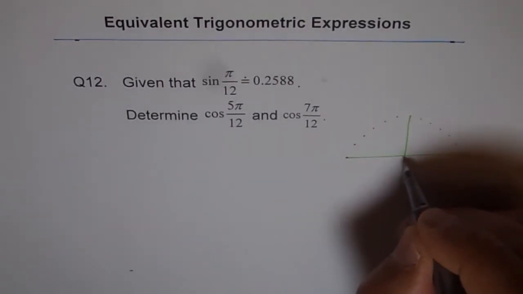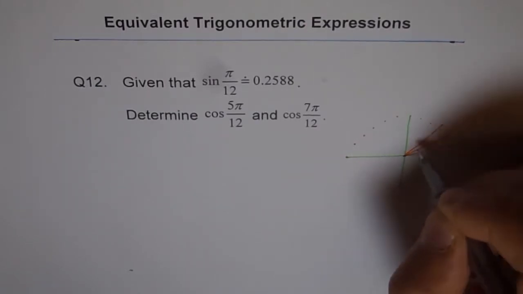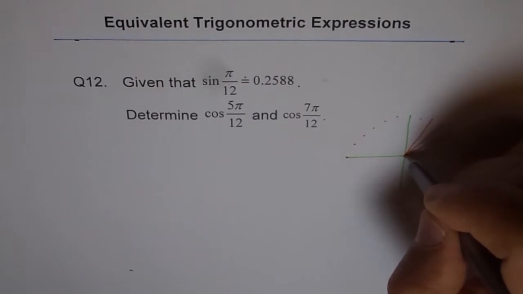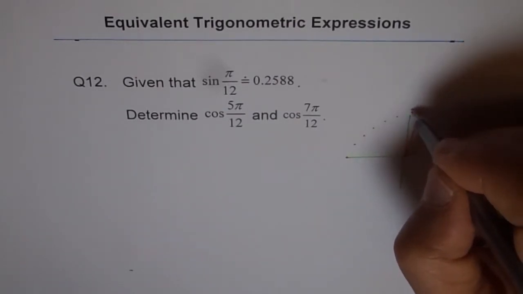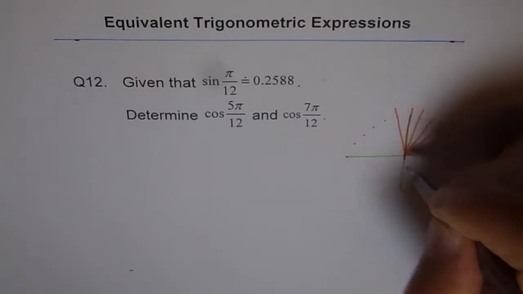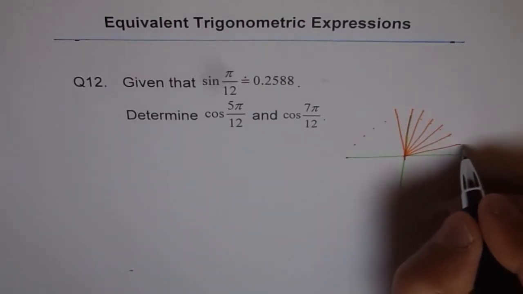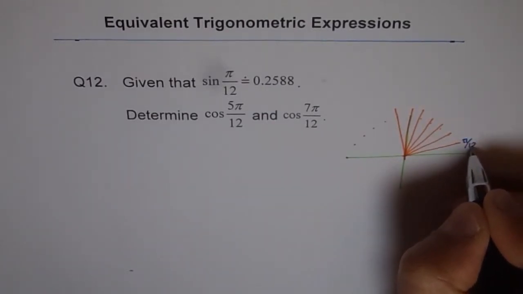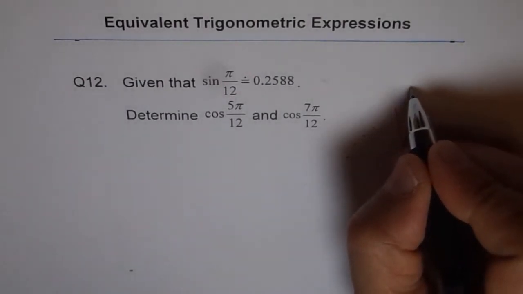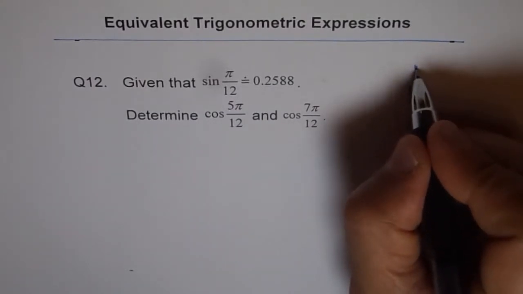So let me draw these lines. Each is pi by 12. So this is 1 pi by 12, 2 pi by 12, 3 pi by 12, 4 pi by 12, 5 pi by 12, and that is the 6th pi by 12. And I will draw the 7th pi by 12, since we are interested up to 7 pi by 12. So what do we see here? Each is pi by 12, and I should write 6 pi by 12, which is pi by 2.